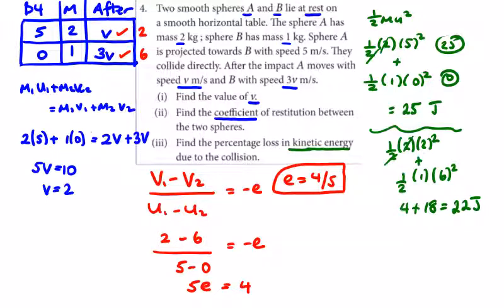So the loss is 3, but we're looking for the percentage loss. Well, the loss was 3. It started at 25, times 100. 25 is 100, so 4 times 3 is 12%. 12% is the percentage loss.